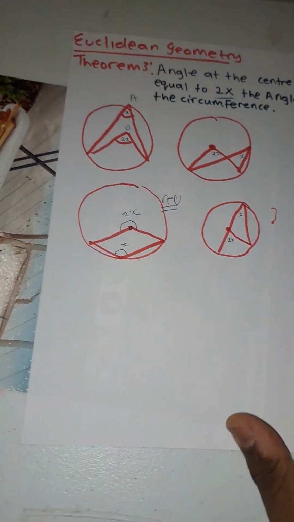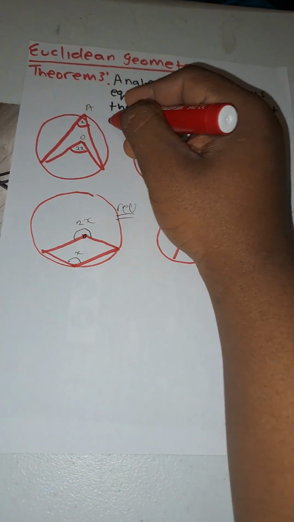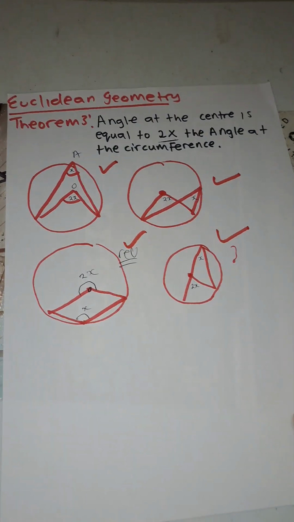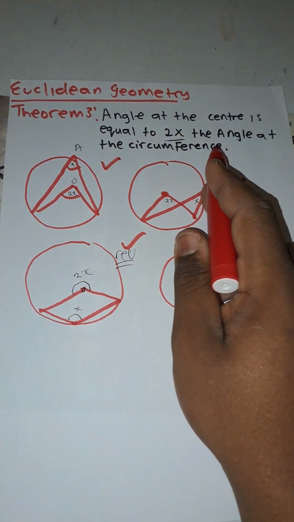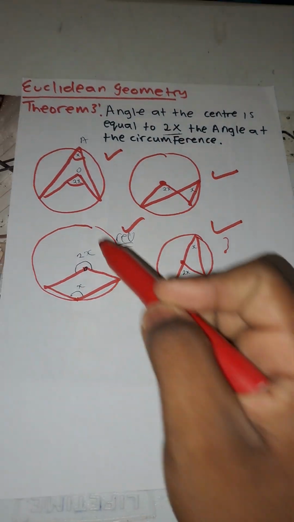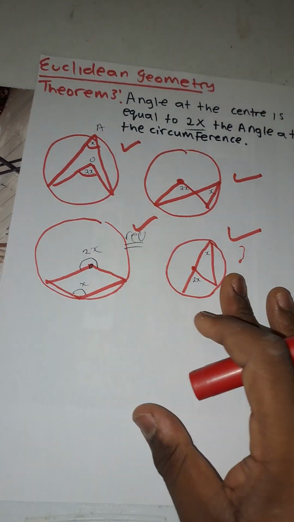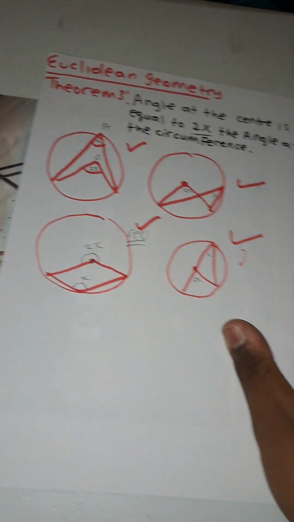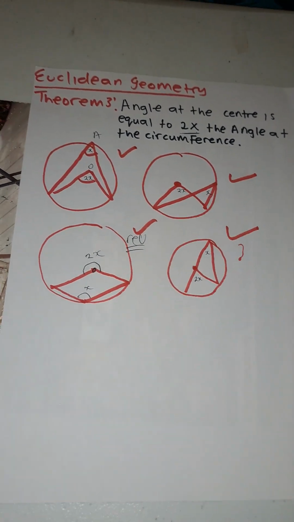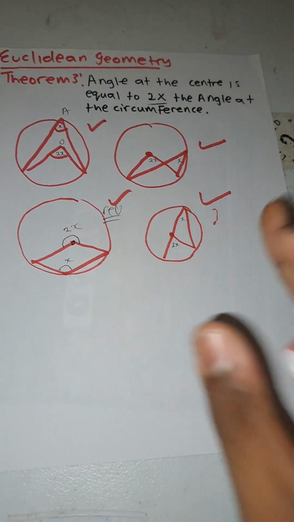Okay, so let's continue, guys. The angle at the center is 2 times the angle at the circumference. It can be represented like this and like this and like that and like that. So the angle at the center, which is 2x, is 2 times the angle at the circumference, which is x. 2 times x is 2x. So something like that. Okay, so that's how it is, guys. So now let's check the proofs.